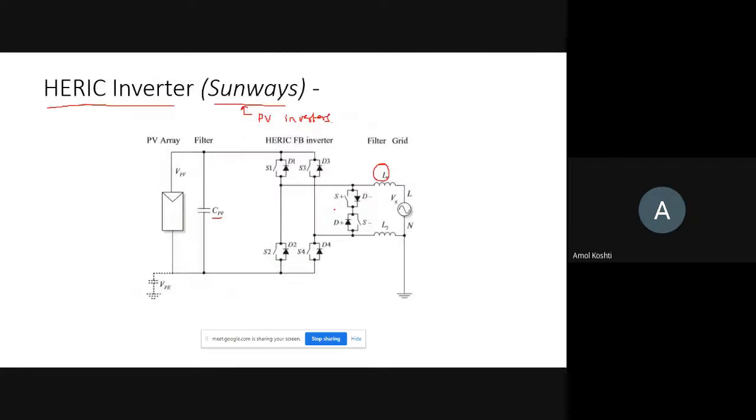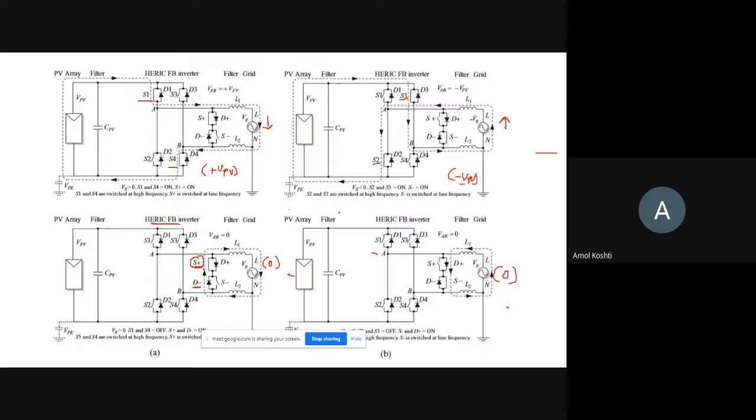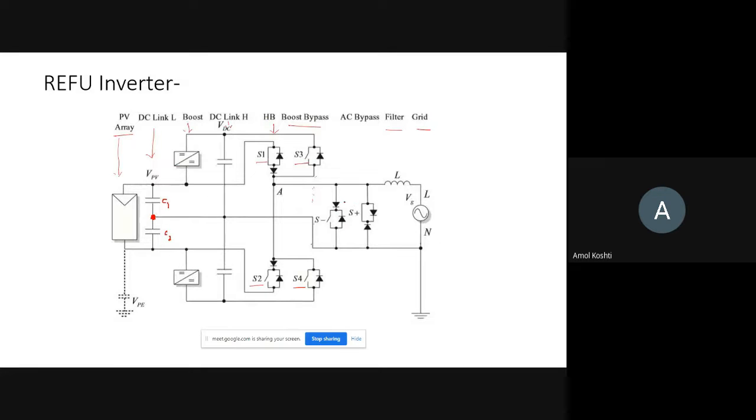In the Herrick inverter, if you have observed, these two switches are in series. So instead of these two switches being in series, they changed this. And they have added these switches in parallel to this grid, along with anti-parallel diodes in series with the respective switches, so that the short circuit of the grid is avoided. In this way they have modified it.